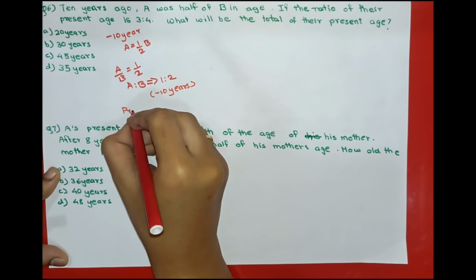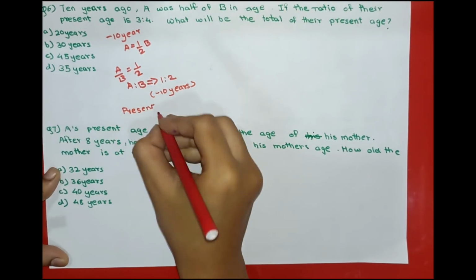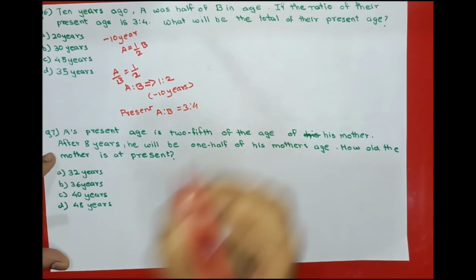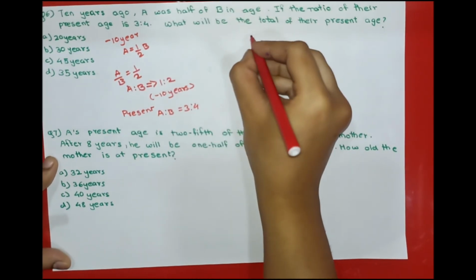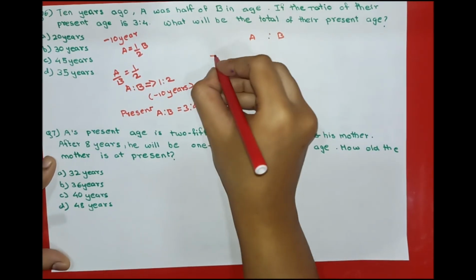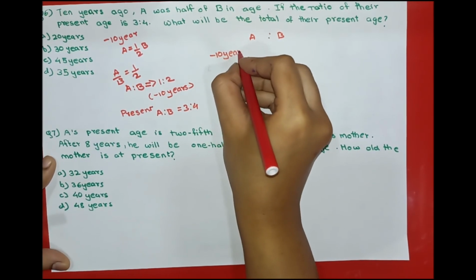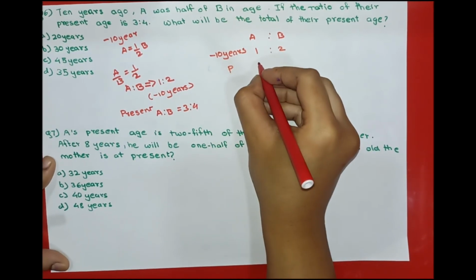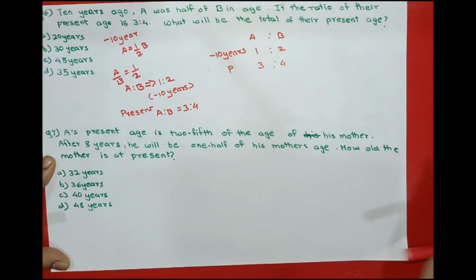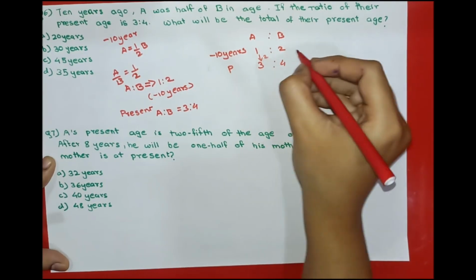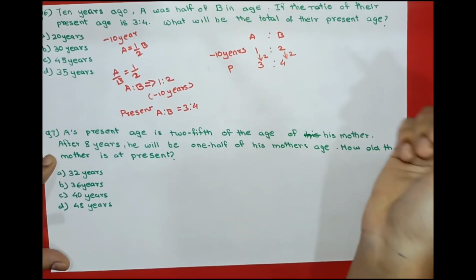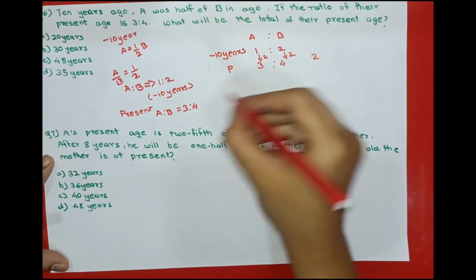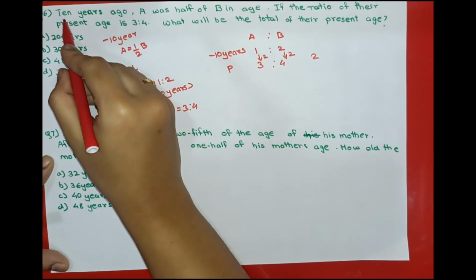And at present, the ratio of their age is 3:4. Again, let's apply the same trick. It is A, B, 10 years ago. The ratio we found as 1:2, and at present it is 3:4. Check the difference. Here the difference is 2. Here also the difference is 2. So we can directly use this value. So when the difference is 2, the actual difference is 10 years.